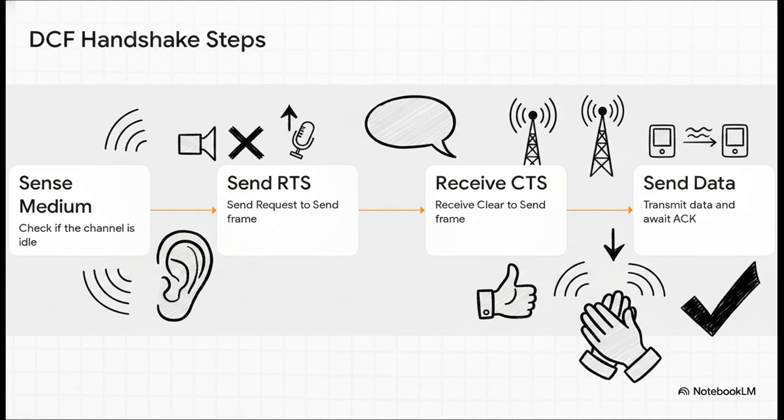It literally senses the medium. Step 2, it sends an RTS, a request to send. It's basically asking for the floor. Step 3, the destination replies with a CTS, clear to send, permission granted. And finally, Step 4, the data is actually sent, followed by an ACK, an acknowledgement. That ACK is essentially the applause at the end, confirming the message was actually heard. And that's vital, because wireless senders can't detect collisions on their own.